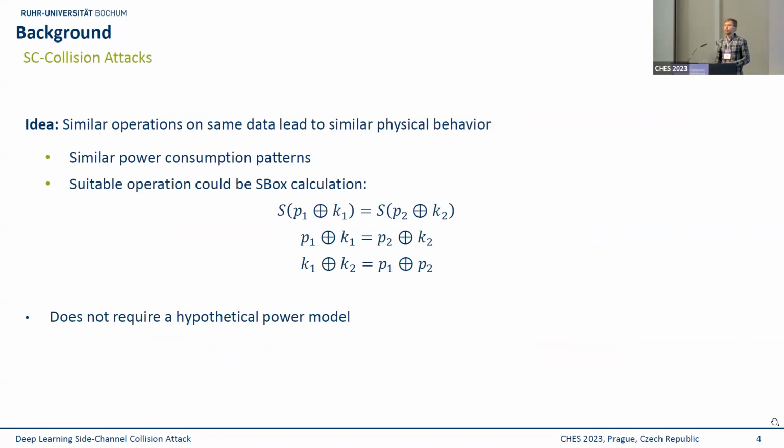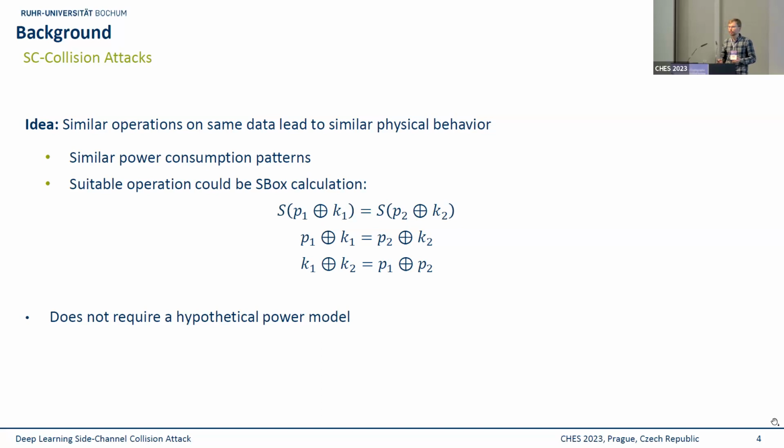The problem of requiring a power model was solved with the introduction of side-channel collision attacks. The idea behind that is that similar operations on the same data lead to similar physical behavior, meaning that similar power consumption patterns can be observed when the same data are processed by specific operations. So the target function for that should be repetitively called for smaller portions of the intermediate state and process an input and key dependent value. A popular choice is the S-box.